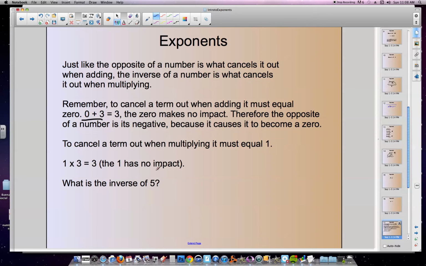But that's not what we're doing with exponents, right? We're multiplying over and over and over again. So to cancel something out when we're multiplying, it has to come out to equal 1. Because when we're multiplying, 1 times 3 is what makes no impact. 1 times 3 is still just 3, right? So we need to figure out how to turn 5 into 1 to cancel it out.